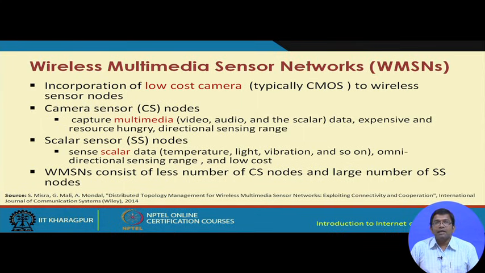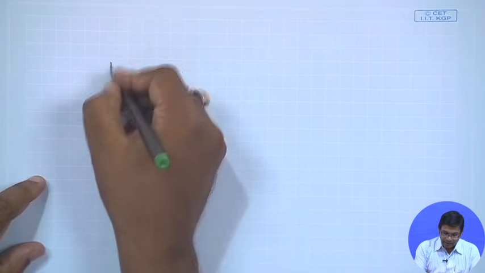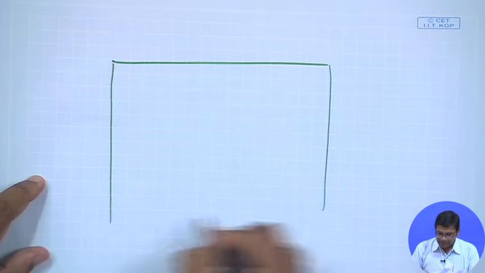So, the whole idea is, can we use a large number of these inexpensive, cheap, low cost scalar sensors, and have fewer camera sensors, and together can we have better surveillance. So, how is it going to happen? I will show you. Let us say that we have some terrain of interest.